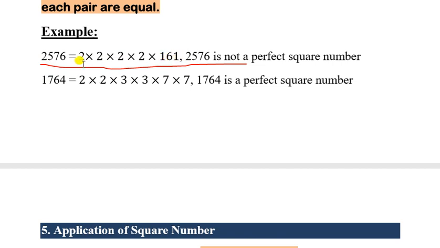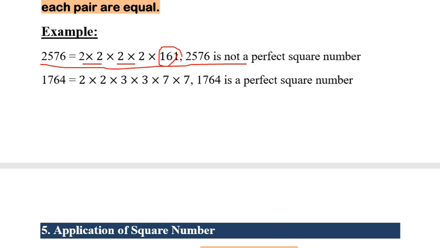See, here 2 into 2 we can make a pair. Here also 2 into 2 we can make a pair, but see, 161 is present here without any pair. So this is not a perfect square number. For a perfect square number we need all the numbers in pairs. Remember this, it's very important. Otherwise you cannot identify whether it's a perfect square number or not.